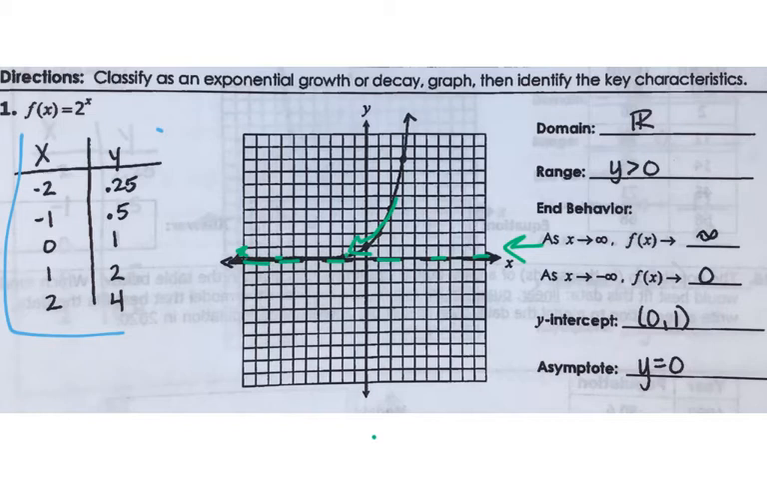So as it goes further left on the x-axis and you have these negative x values, your y values are going to get closer and closer to the x-axis, but they're never going to be 0.